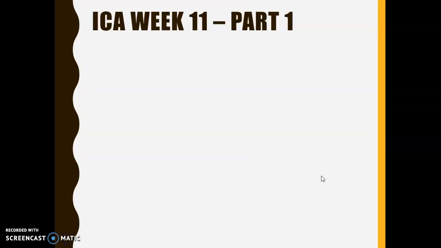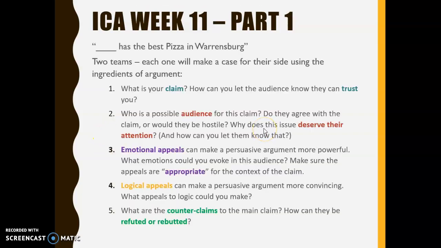So the next thing we did in class was practice being persuasive. Let me pull up the prompt here. I split the class in half, and each half chose a pizza place in Warrensburg. And then I gave each person in the group one of these sets of questions to answer.